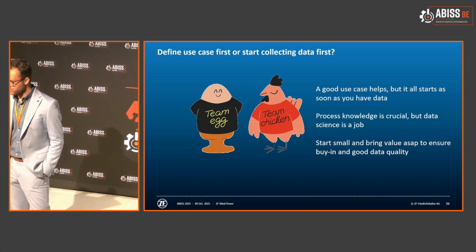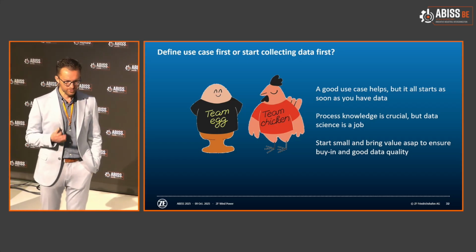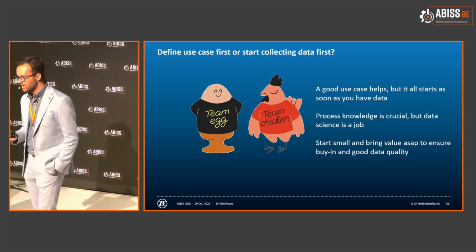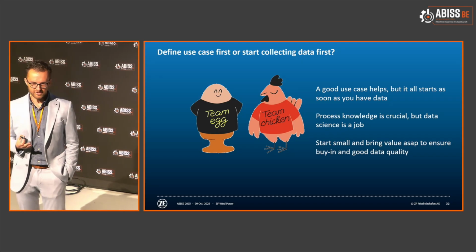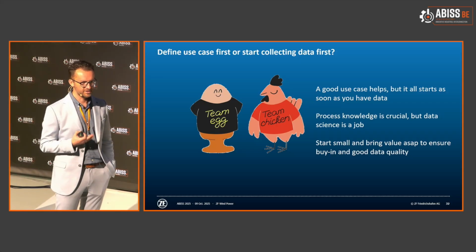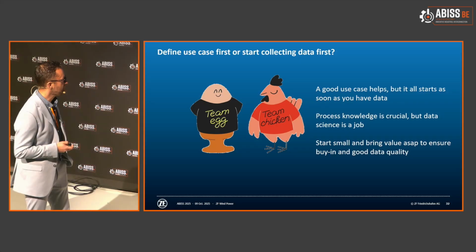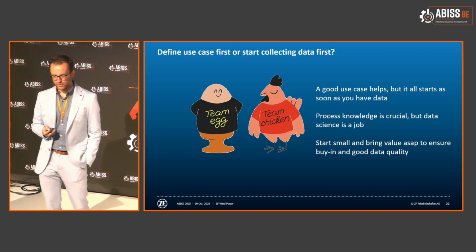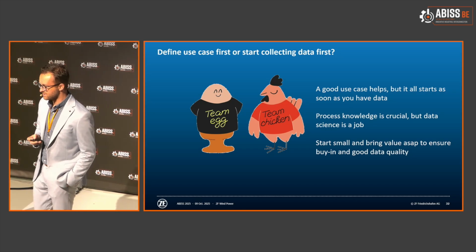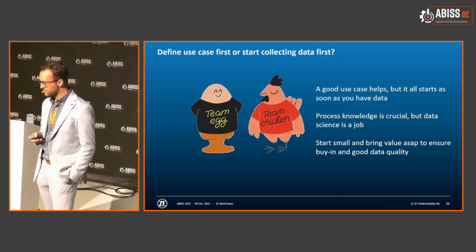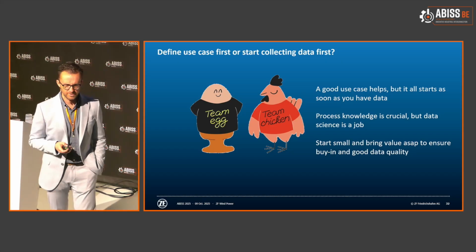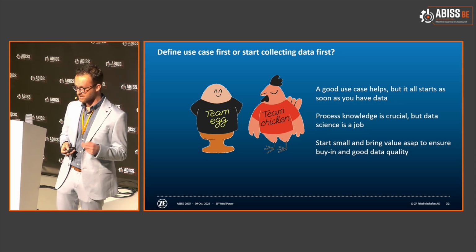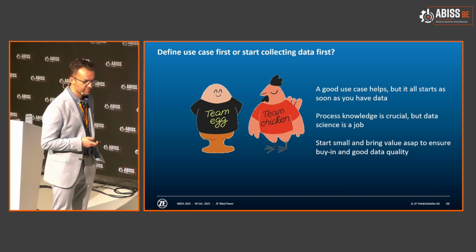A good use case is indeed crucial. You have to know why. People want to know the why, but the whole thing only starts when you have good quality data to work with. The second important message that I want to bring is, yes, you need process knowledge. You need process expertise. You need people that know what the data actually means and how you can optimize their world with the data they have.